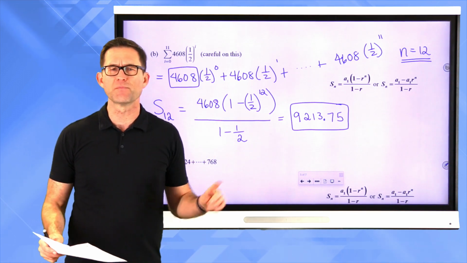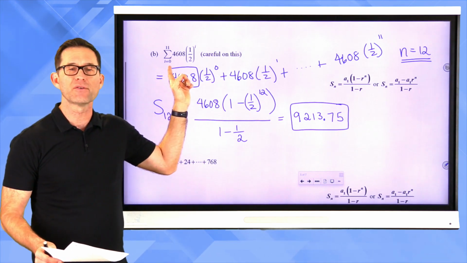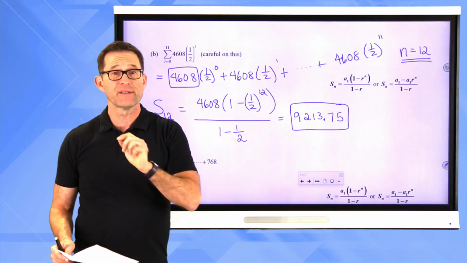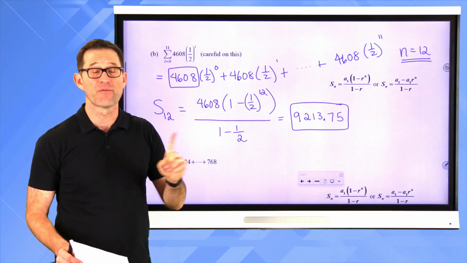And again, very, very tricky, because it is so tempting to look at it and go, oh yeah, there are 11 terms because the number up there is 11. And that certainly would be true if the i here started at 1. Of course, if the i started at 1, then this wouldn't be 4,608 for the first term.